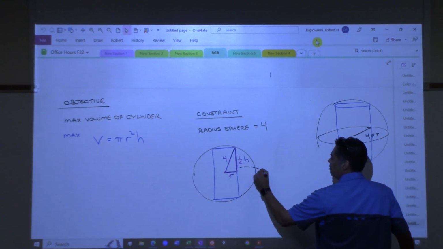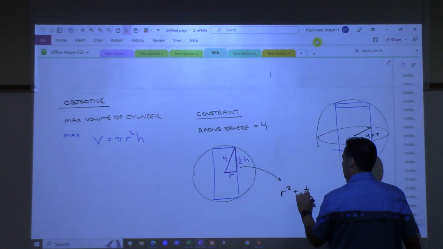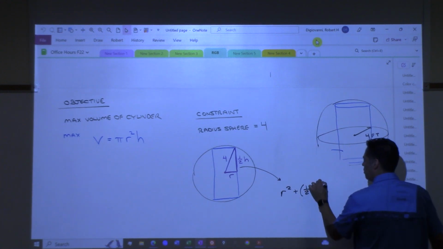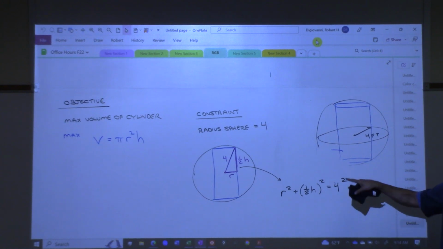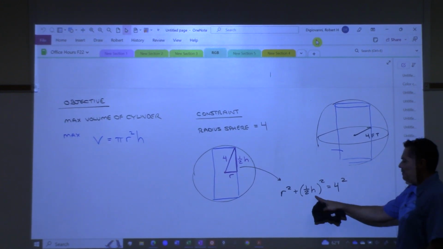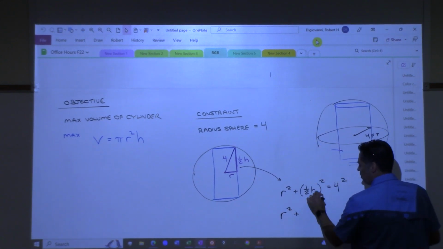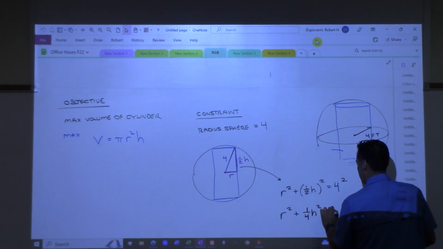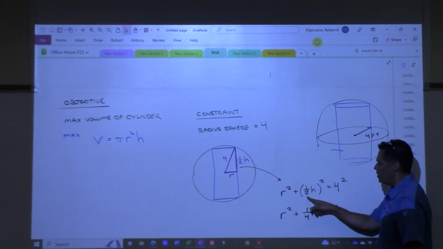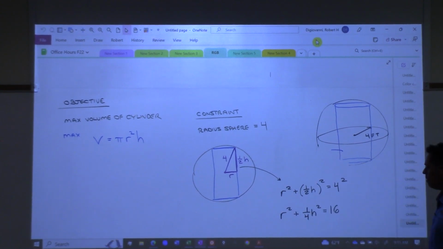Okay, so look, from that, I know that r squared plus 1/2 h, that quantity squared, must be 4 squared. And that is an equation with both r and h. Be careful on that 1/2 h squared, because when you square that, you have to square both the 1/2 and the h. You square 1/2, 1/2 times 1/2 is 1/4, h times h is h squared.